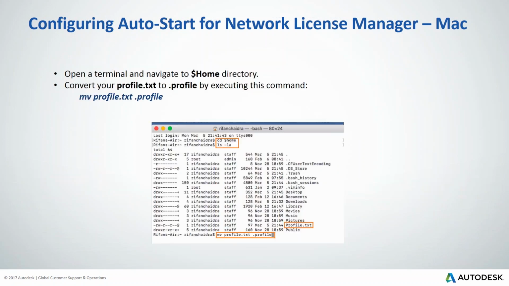All right, next. You can go back to your terminal again once that's done, and copy the profile text from earlier into your home directory. You can use the terminal window again to navigate to your home directory by executing this command, cd $home. Then you can convert your profile.txt from earlier to a .profile extension instead by executing this command. This is just to convert the one that you created earlier and put it to the .profile extension.